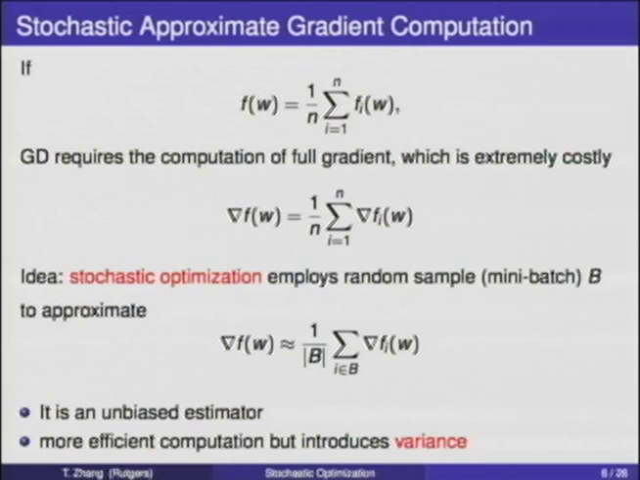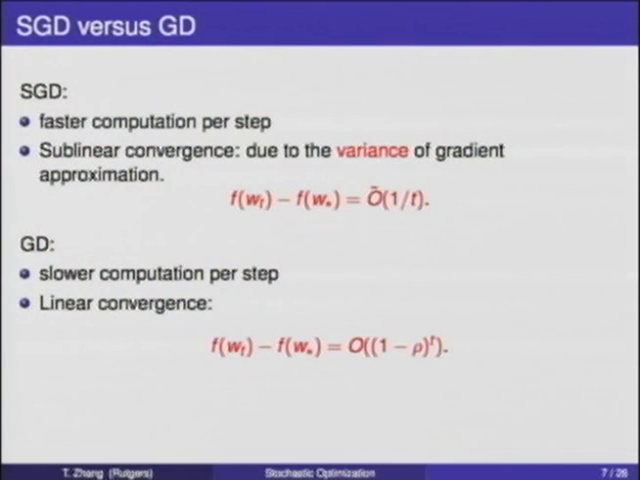And when you reduce the sample size from n to b, essentially you are using a more efficient computation, but introducing variance. And how large that variance turns out to be is important as far as convergence goes. So this will play a central role when we talk about the methods. Now let's compare SGD and GD.